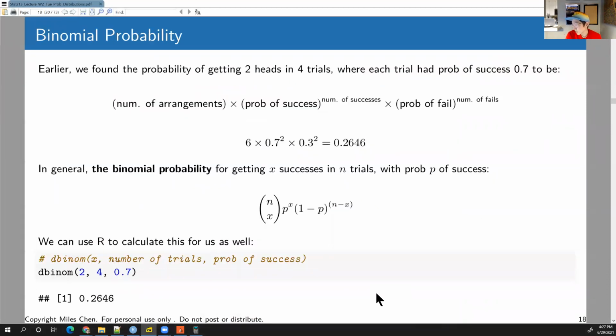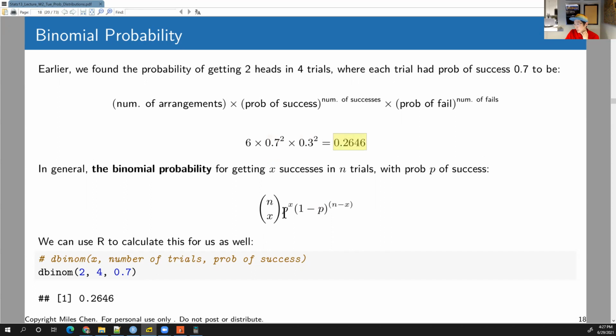All right, so anyway, we'll go through it and we can say, all right, when we found the answer, we got this, and again, we can do this by using the binomial formula, number of arrangements, 6, n choose x, which is 4 choose 2, probability of success as far as flipping the coin, 0.7 probability of getting heads, 0.7 squared, probability of getting tails, 0.3 raised to the number of tails we want, 0.3 squared, and that's going to give us 0.2646.